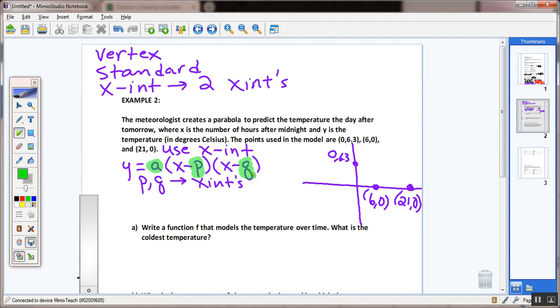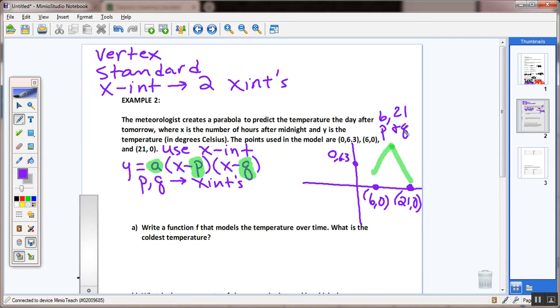Do we know the x-intercepts here? Yes. What and what? 6, 0, and 21. So 6 is the x value on the x-intercept. What's the x value here? 21. Yeah, the x-intercepts are 6 and 21. 6 and 21 represent p and q.